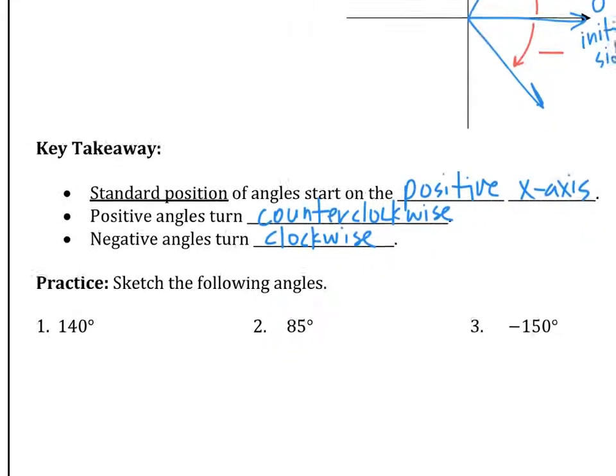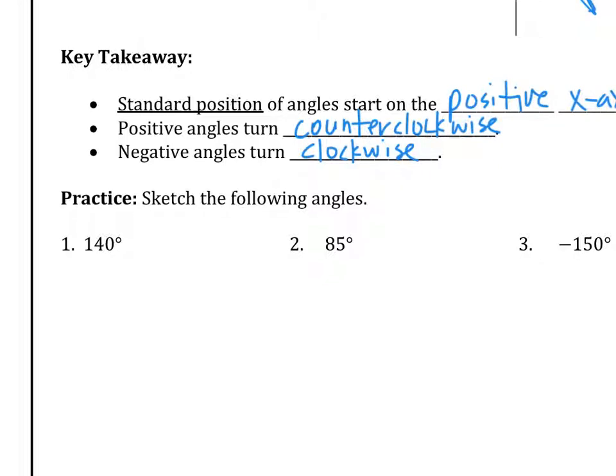All right, so let's sketch these angles. First we need a coordinate axis. Then you draw your 0 degrees, which is your initial side. Then you draw your terminal side. Now this one says 140. 140 is a positive number. So where is positive 140? Like this, right? So we just draw that and write 140.